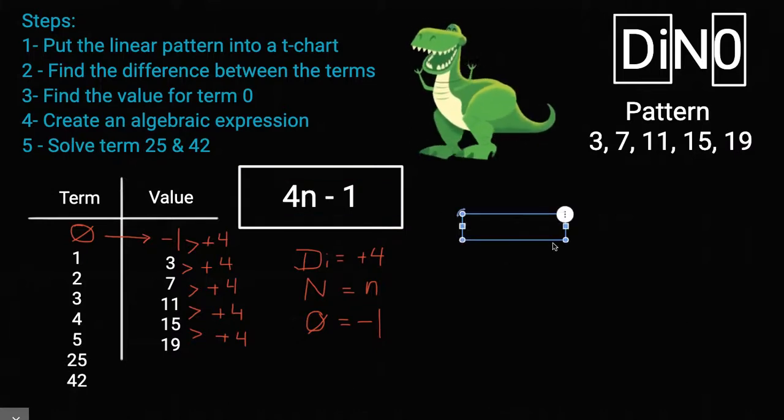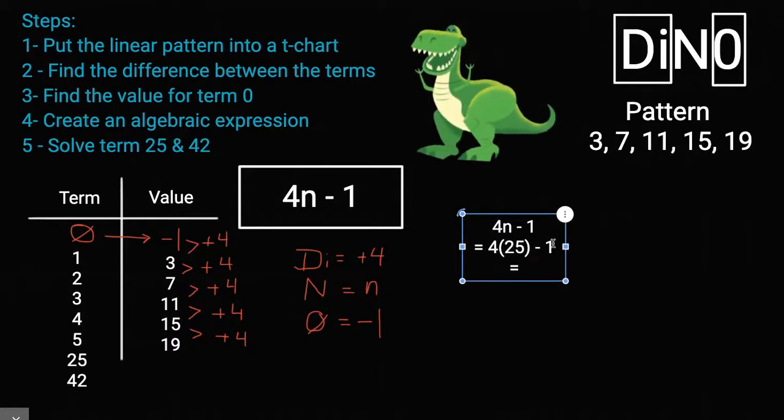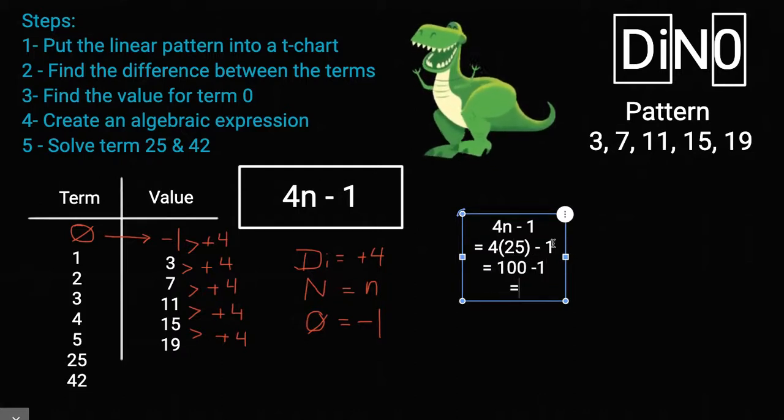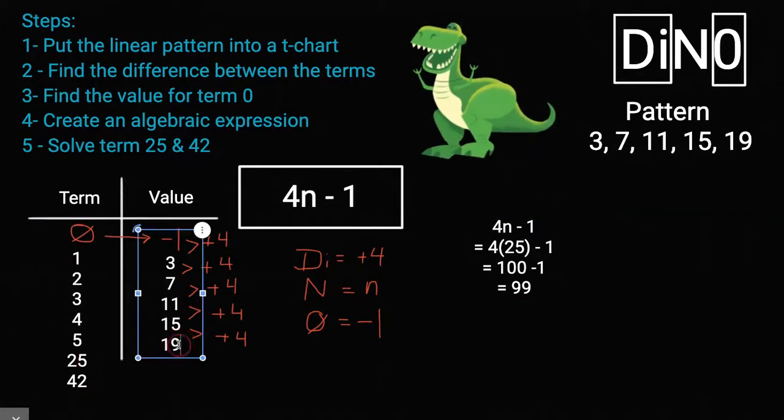Again, to get full marks, I'm going to start with my algebraic expression, 4n minus 1. Then I'm going to replace my variable with the term I'm looking for. So I end up with 4 times 25 minus 1. 4 times 25 is 100, minus 1, and my final answer is 99. So when my term is 25, my value will be 99.